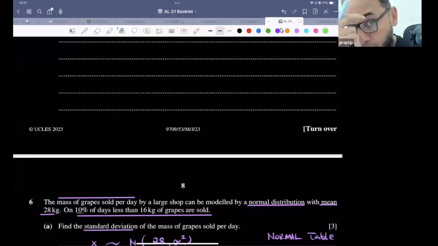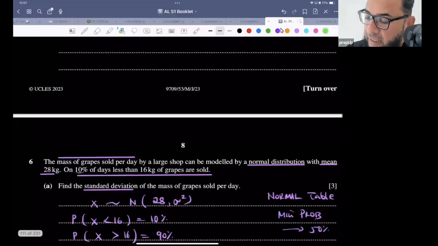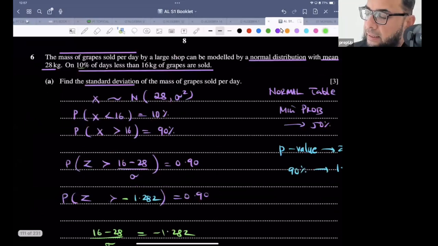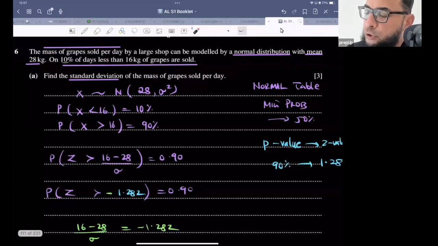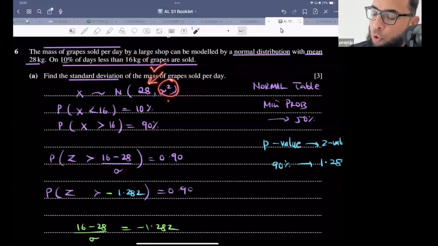So now let's look at this last question. It says, the mass of grapes sold per day by a large shop can be modeled by a normal distribution. This is the mean. On 10% of the days, less than 16 kg of grapes are sold. Mean is given. Variance or standard deviation is unknown. Probability x less than 16 is 10%.